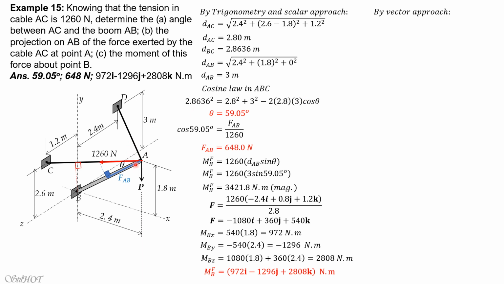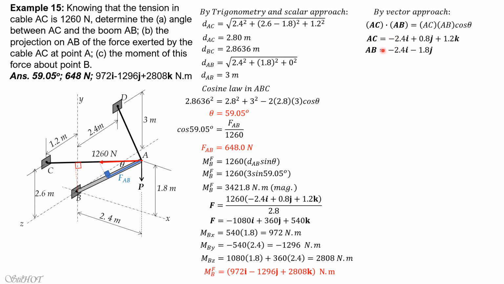So we have to obtain the dot product between AC and AB. AC dot AB, by definition, is equal to magnitude of AC, magnitude of AB times cosine of the angle between them. AC in vector form is equal to negative 2.4i, positive 0.8j, then positive 1.2k. While AB is A to B, so go left, then down. So negative 2.4i, negative 1.8j.